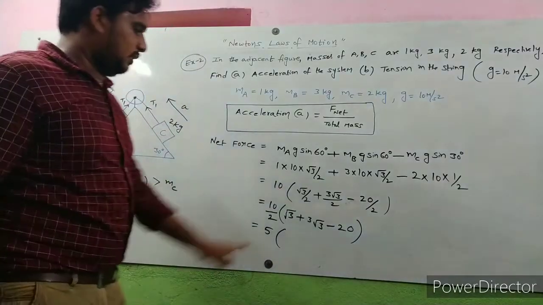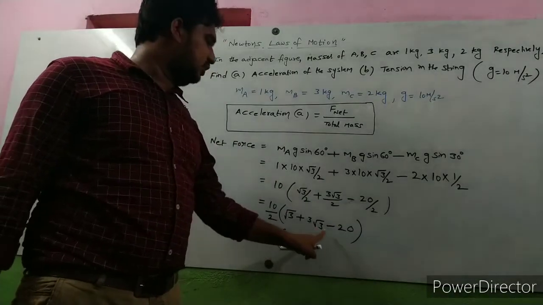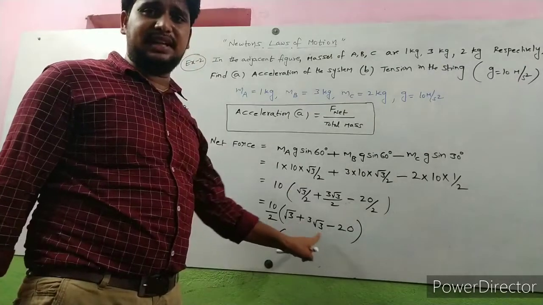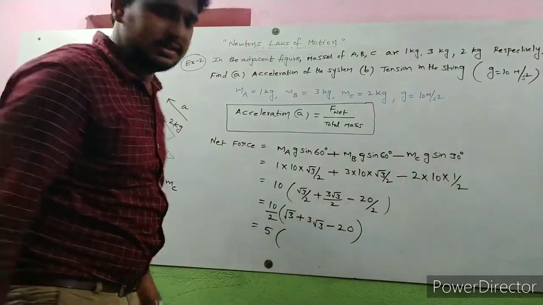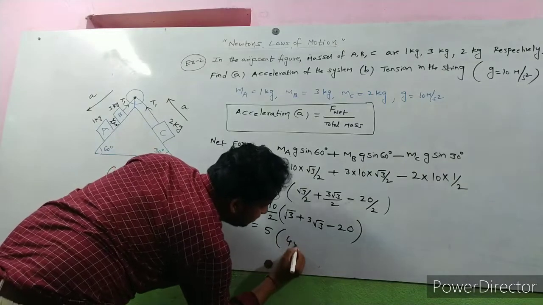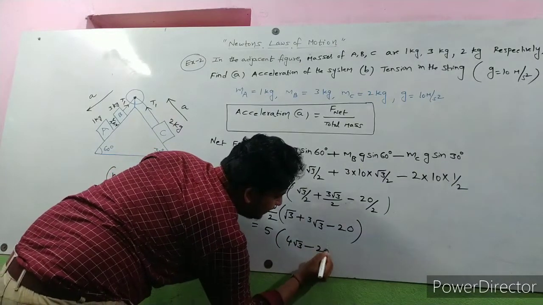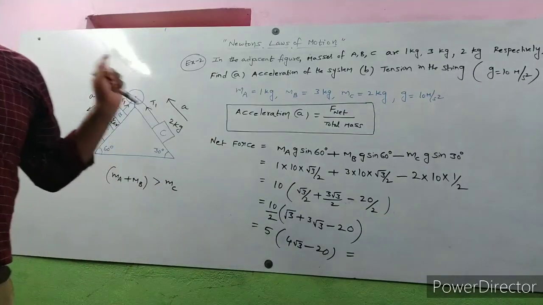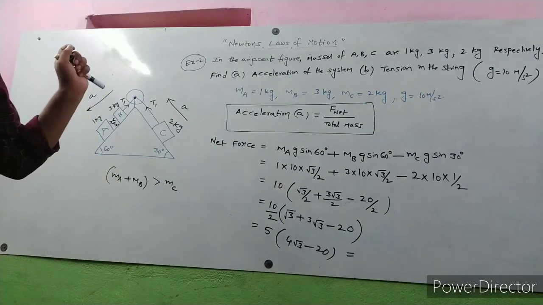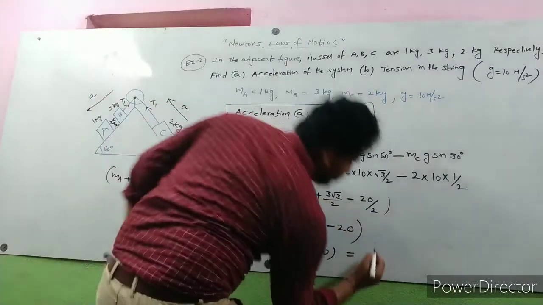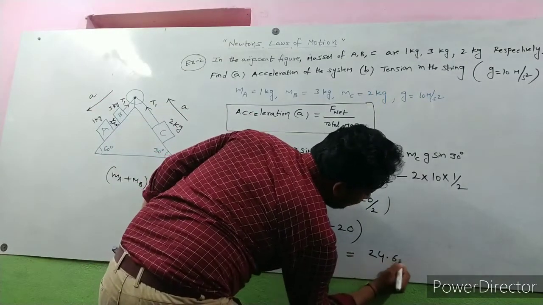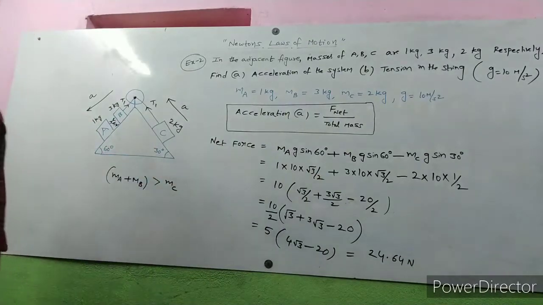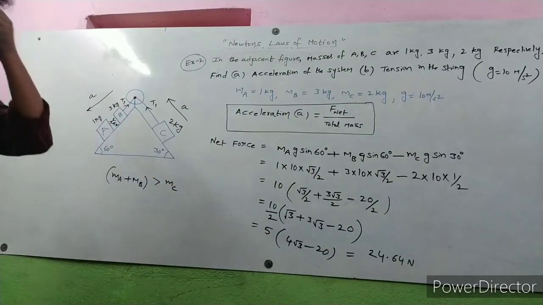Okay. So 1.732 plus 3 into 1.732. 1 into root 3 plus 3 into root 3, that is 4 root 3, minus 20. So finally we calculate this and we got 24.64 newtons. So net force we got is 24.64 newtons.